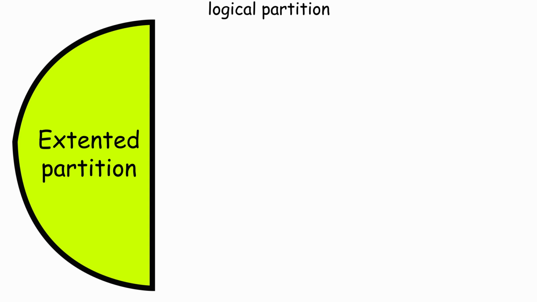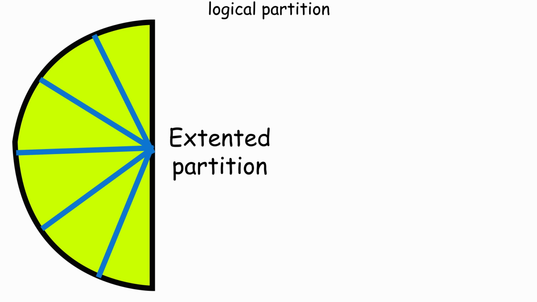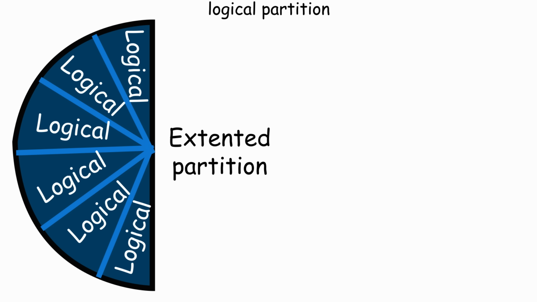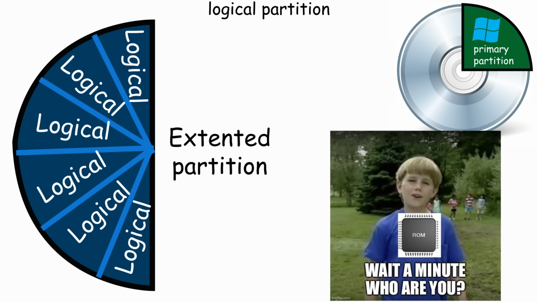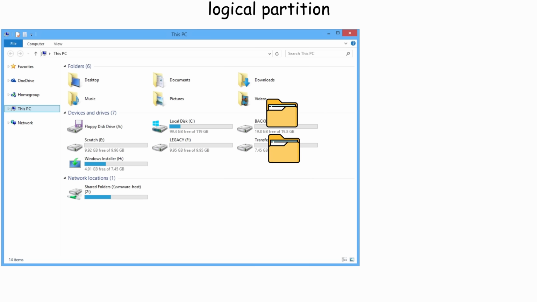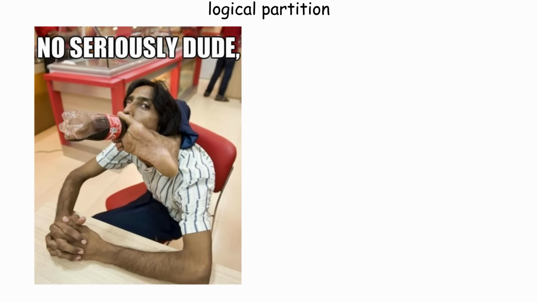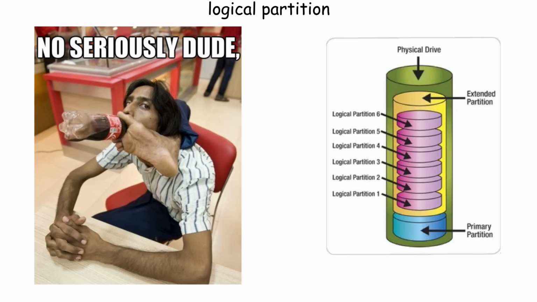Logical partition. A logical partition is a partition created inside an extended partition. Unlike primary partitions, logical partitions are not directly recognized as independent bootable partitions by the system. However, they can still be used to store data or even install an operating system depending on the setup. The main advantage is flexibility. You can create multiple logical partitions within a single extended partition, allowing better organization of data.